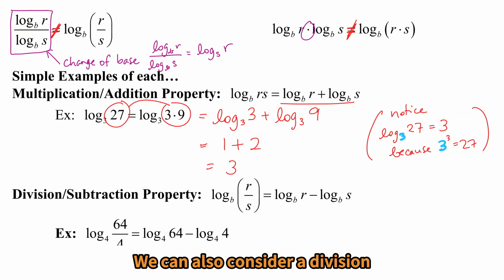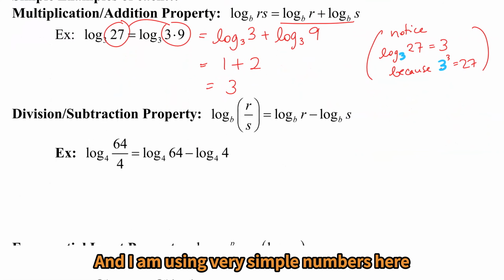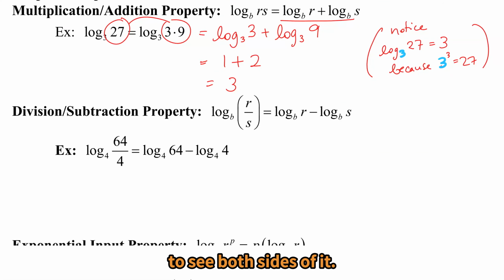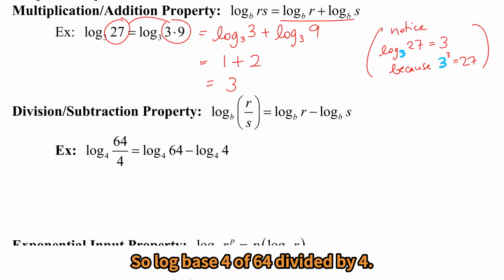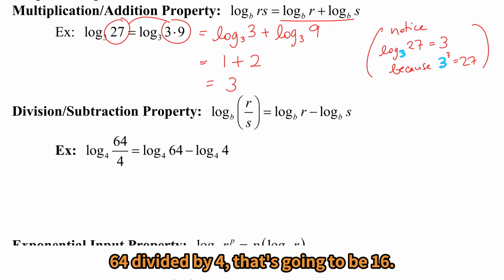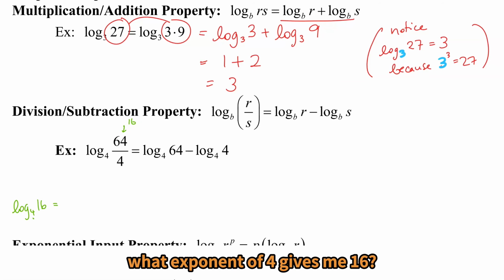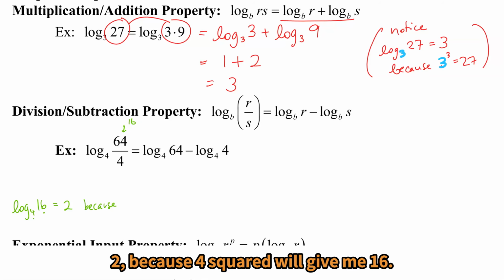We can also consider a division or subtraction property. And I am using very simple numbers here so that it's easier for us to see both sides of it. So log base 4 of 64 divided by 4. Well, 64 divided by 4, that's going to be 16. And log base 4 of 16, what exponent of 4 gives me 16? 2, because 4 squared will give me 16.